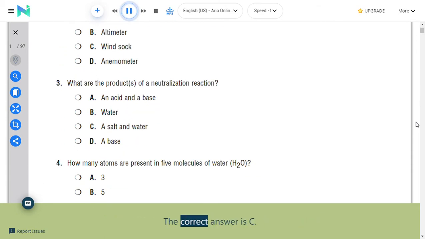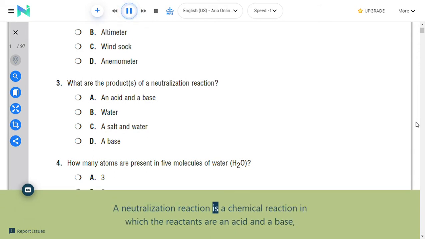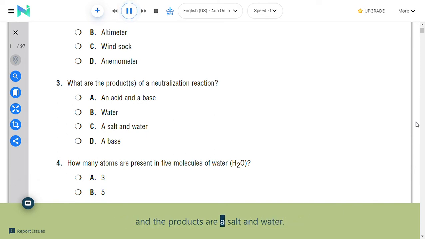3. The correct answer is C. A neutralization reaction is a chemical reaction in which the reactants are an acid and a base, and the products are a salt and water.